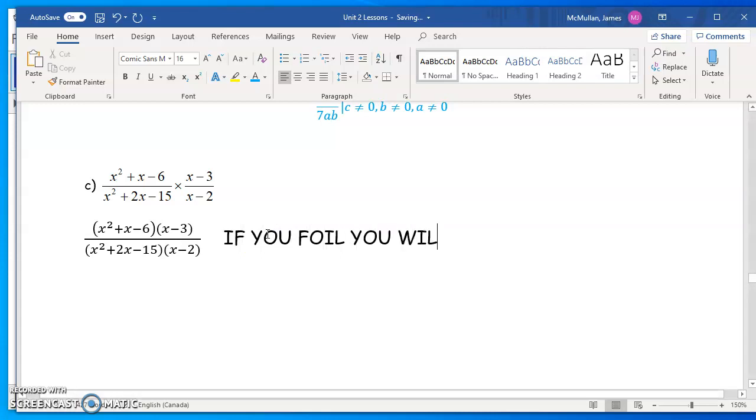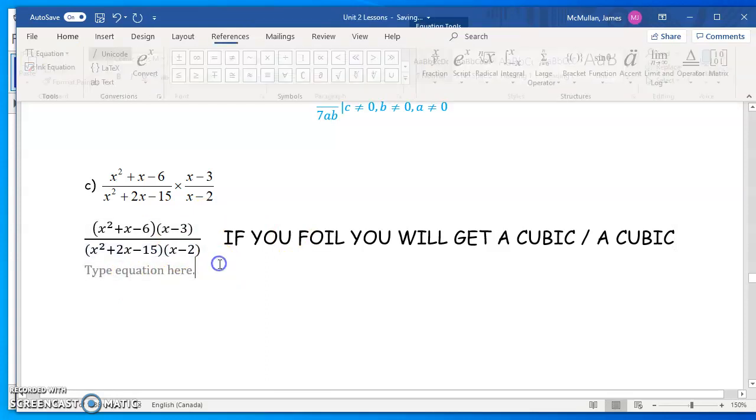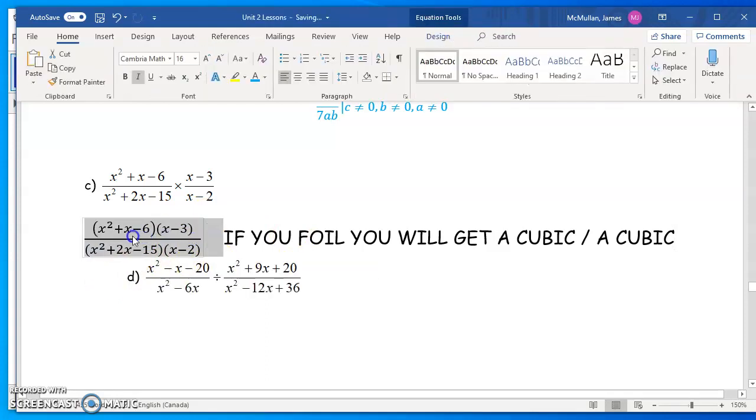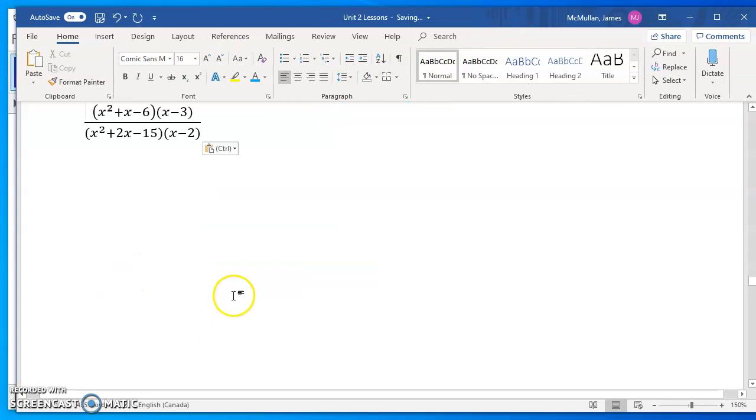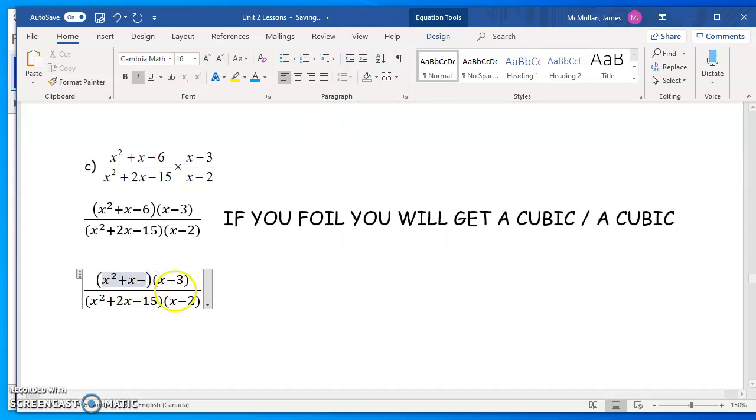If you FOIL, you will get a cubic over a cubic, which you do not want. So don't FOIL, right? What we want to do here is factor. Let's look at the first thing, the x squared plus x minus 6. I need a sum of plus 1 and a product of negative 6. Those numbers are x plus 3 and x minus 2, right?